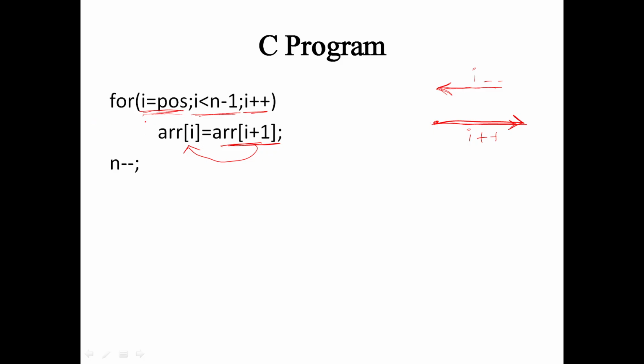And finally, after exiting from the loop, you successfully removed one element from your array. So the array size is to be decreased from n to n minus 1. So simply write n minus minus. Okay. So this C program directly follows the deletion algorithm. Shift every element towards the left. Reduce the size. Done. Okay.